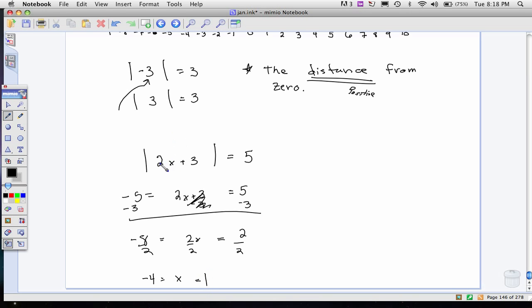Now, if you wanted to, you could plug these numbers back into x to test it out. So 2 times 1, which is 2, plus 3 is 5.